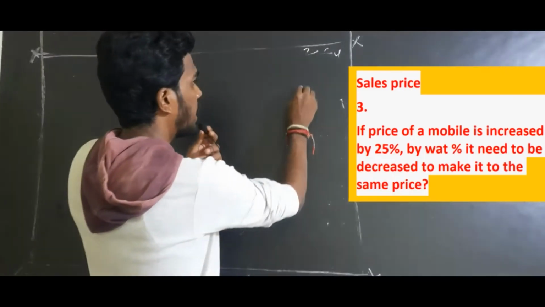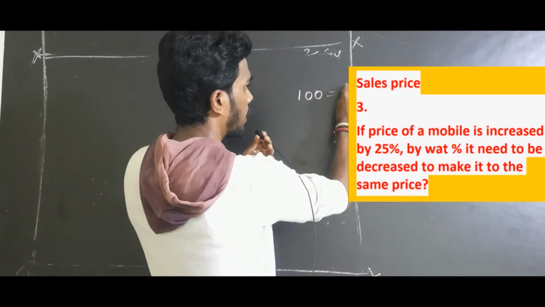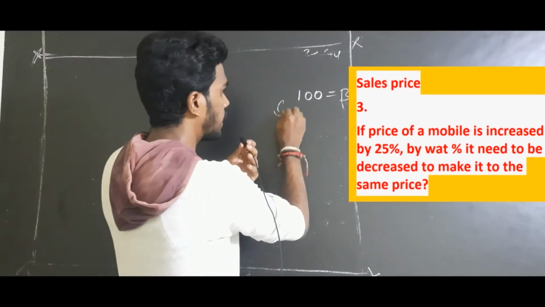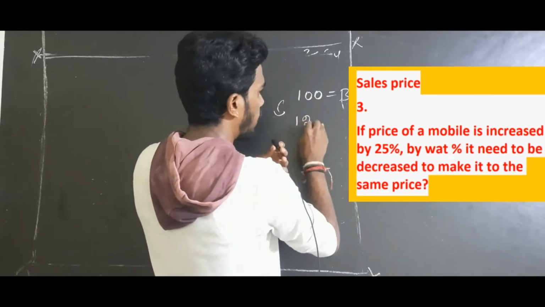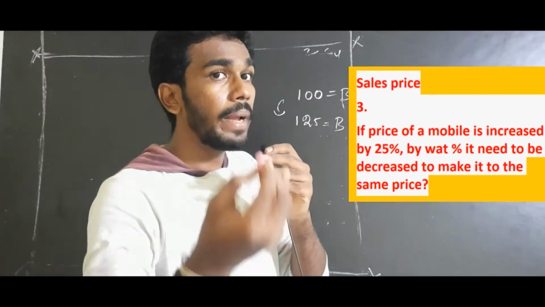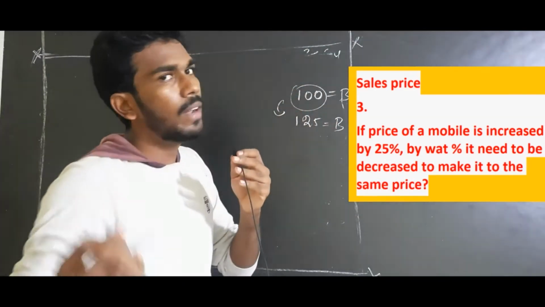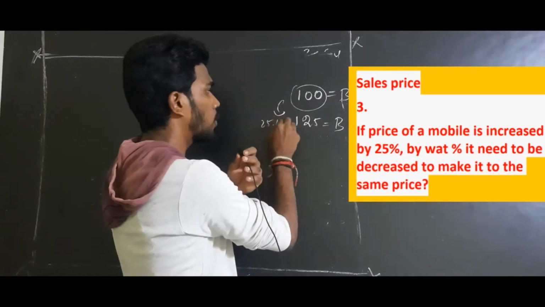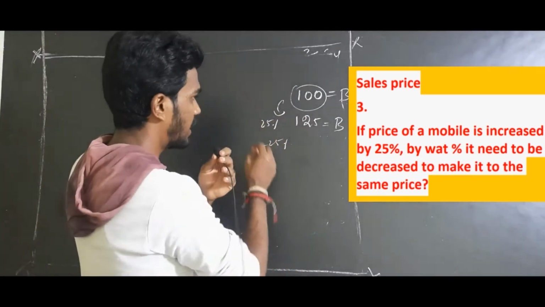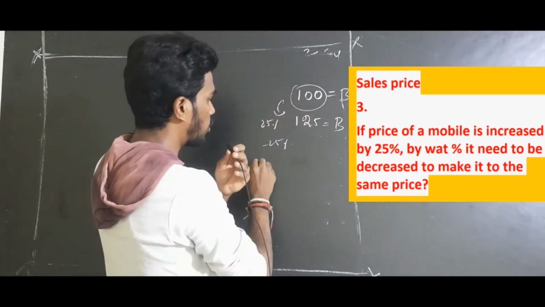For example, if 100 rupees is the price of my ball, I bought a ball for 100 rupees. Now 25% is increased, so 125 will be its price. Now how much percentage should it be decreased to make it the same cost of 100? People will think, it is increased by 25%, so they blindly minus 25%. That's not the scenario. Why? See here: 100, 25%, 25% of 100.